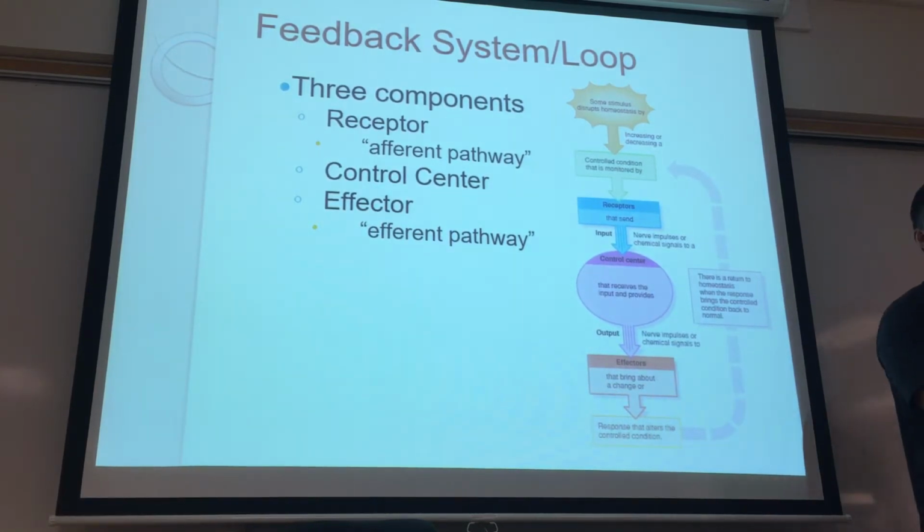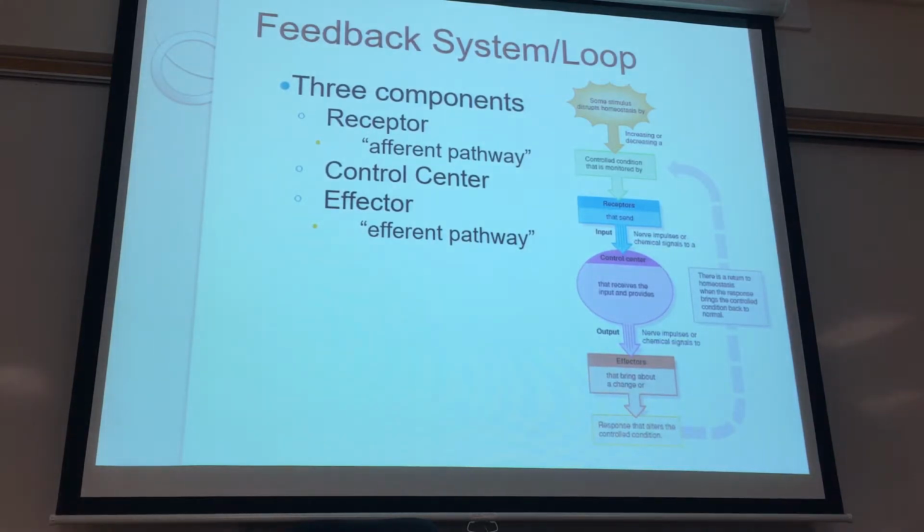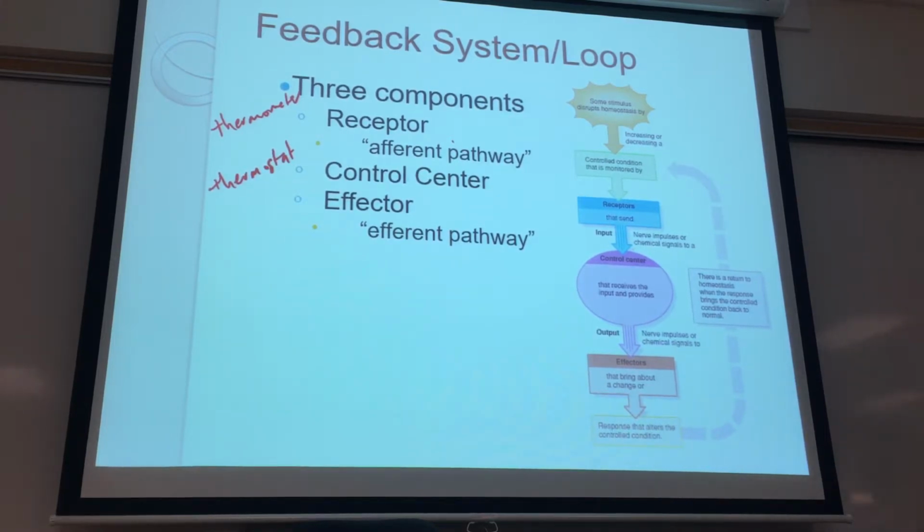Let me give you an example tying into earlier with our air conditioned room. There's a thermostat, and let's say the thermostat has the thermometer. In this case, this could be the thermometer. The control center would be the thermostat, the computer chips on the inside of the thermostat that detect the changes that take place. And the effector would be either the AC unit or the heater.